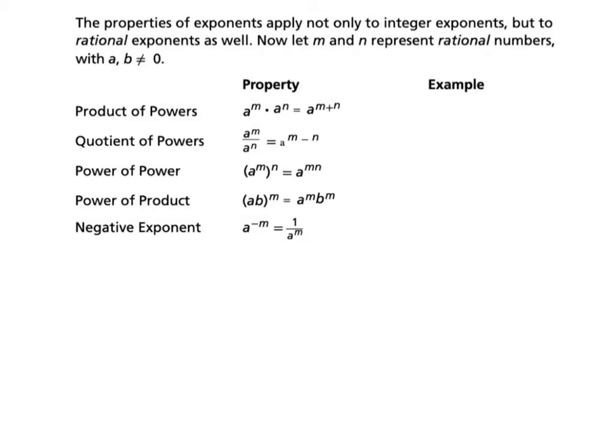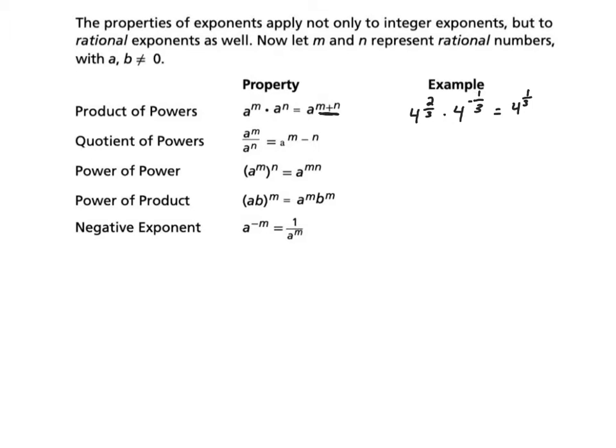Like a numeric example. So it says if you have a to the m times a to the n, what you do is just add their exponents. So we have 4 to the 2/3 times 4 to the negative 1/3. Add the two exponents. So you add 2/3 and negative 1/3, you get 4 to the 1/3. Remember, when you're adding, you need common denominators.